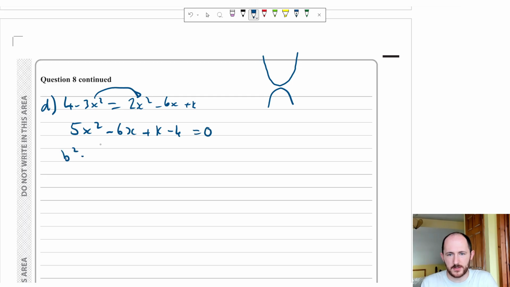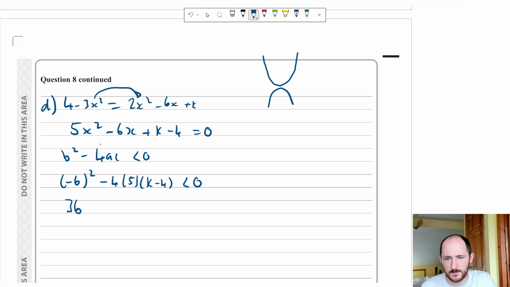If it's no real solutions, it means that it is less than 0. B is going to be negative 6, so we have negative 6 squared, minus 4, A is 5, C is k minus 4. That would be minus 20k, and that's minus 20 plus 80. Let's move the k over to this side and combine those two. That's what, 116?